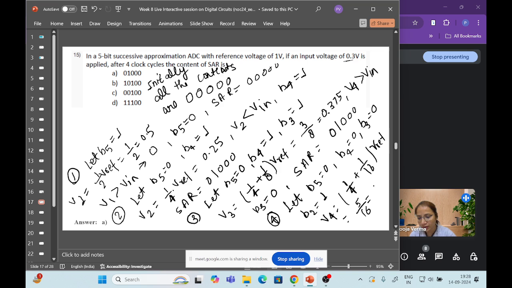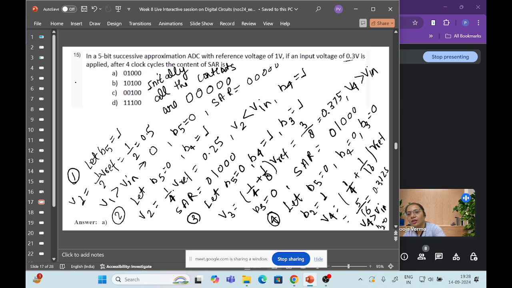What will be the output? If you divide, 0.3125. Now again V4 is greater than V in, and V in is 0.3 volt only. That means the assumption that we have taken, V2 is equal to 1, is wrong. V2 is equal to 0.